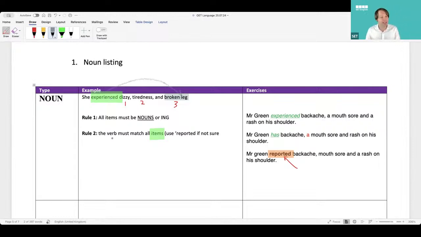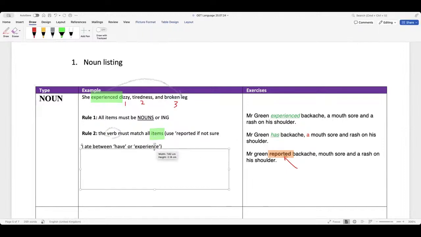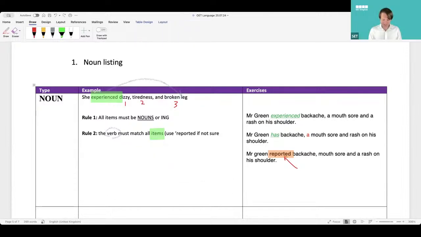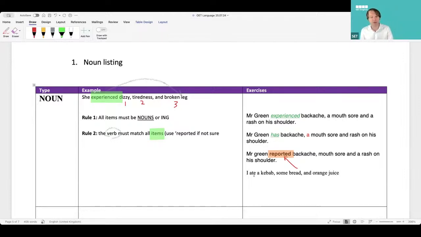So you've got to always think about your verb. Let me show you a very simple example. Do you remember my simple example from yesterday? I ate. Remember that one? Yes, the drink example. I ate an apple and a drink. You can say, I ate a kebab, which I'm going to do later on because it's on my mind now. I ate a kebab, some bread, and a drink, and orange juice. It's wrong, isn't it? You can all see it's wrong because you don't eat orange juice. What's the verb?